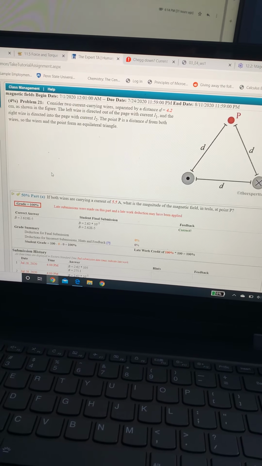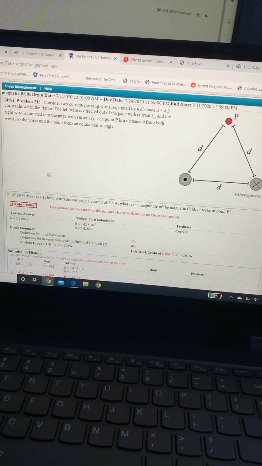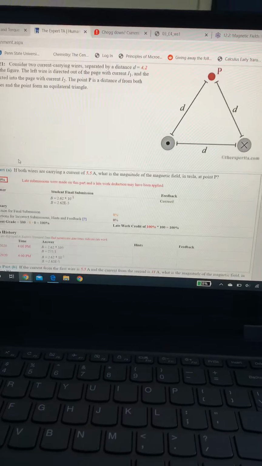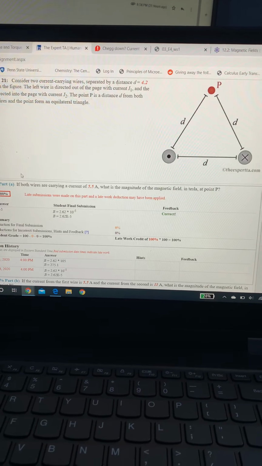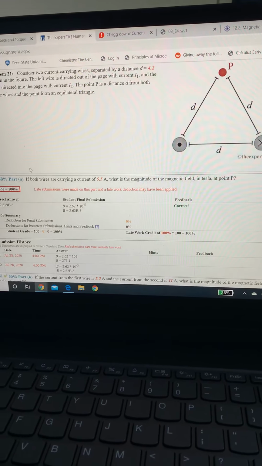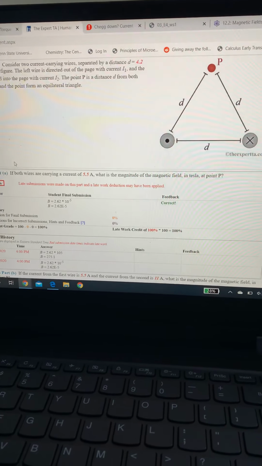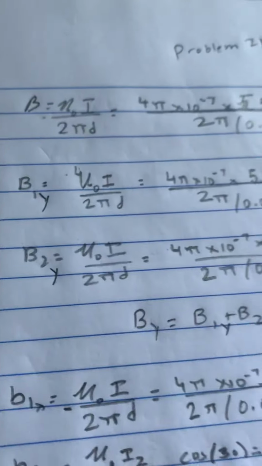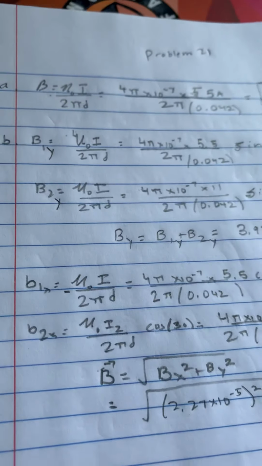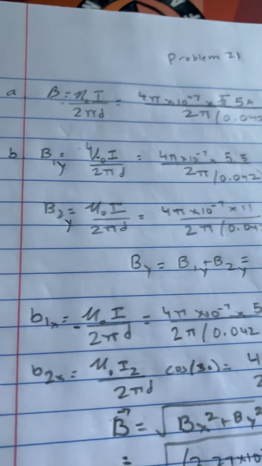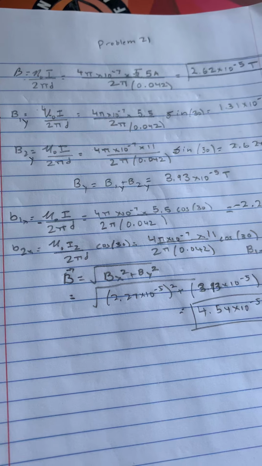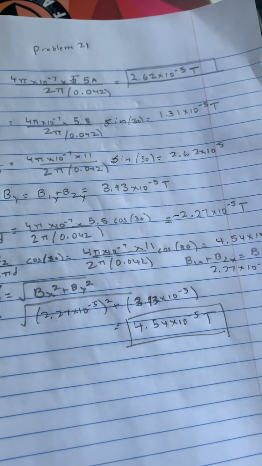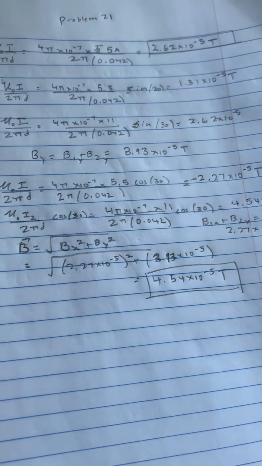The point P is a distance D from the wires, so the wires and the point form an equilateral triangle. So the first question is, if both wires are carrying a current of 5.5 amps, what is the magnitude of the magnetic field in Teslas at point P? Since they're both carrying the same current and they're at the same distance away, it's just a simple use of the magnetic field equation, mu naught I divided by 2 pi d. And so the answer there should be 2.6 times 10 to the negative fifth Teslas.